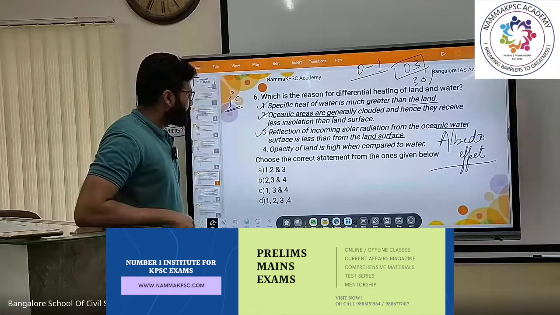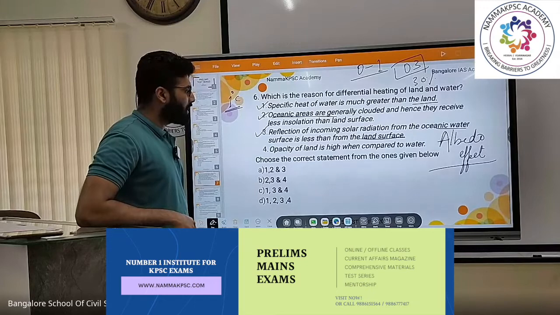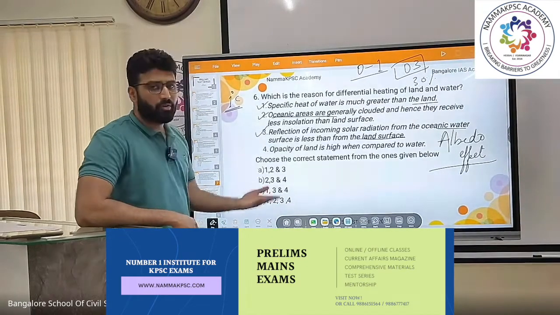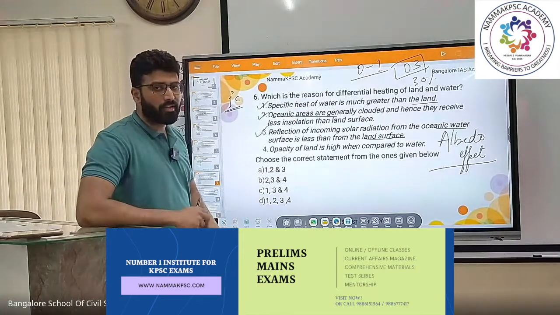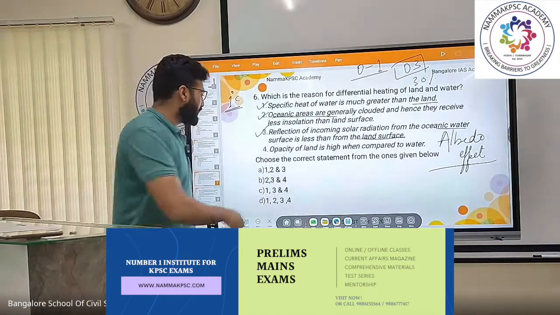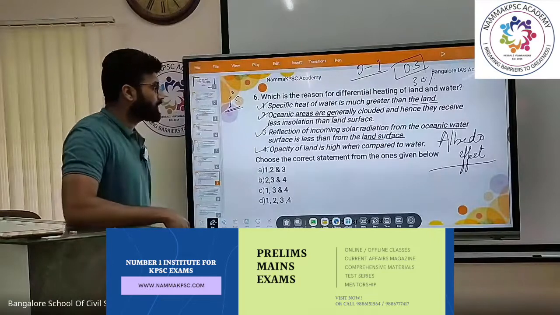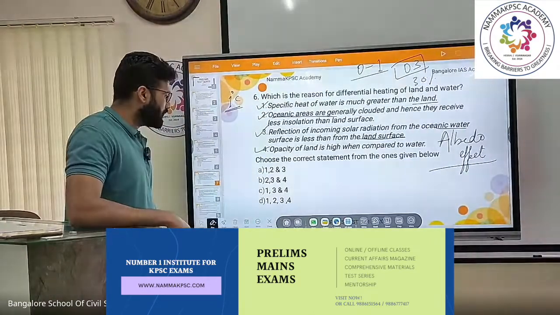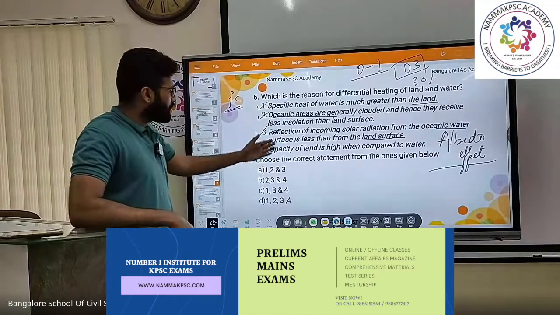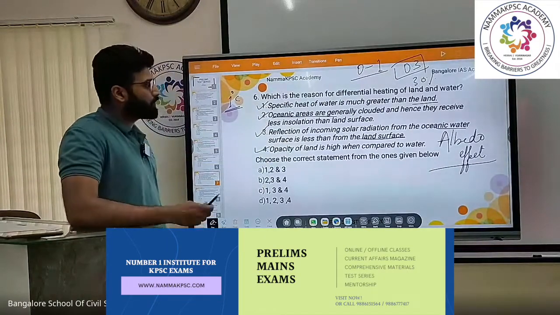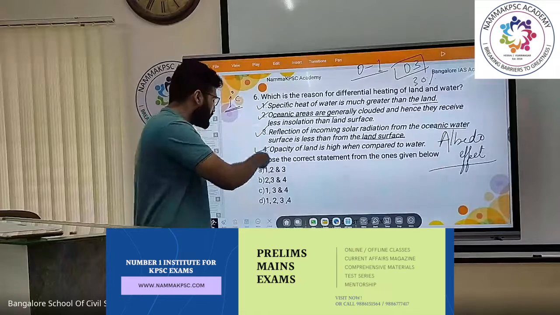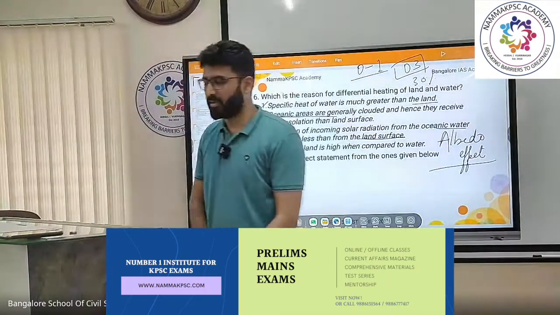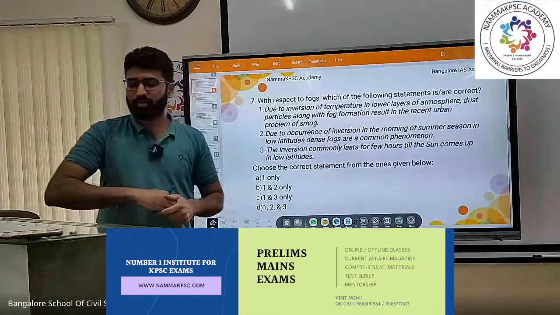Fourth option, opacity of land is high when compared to water. Opacity of land is obviously higher. I've already told you land is opaque whereas water is transparent. Therefore, this statement is also correct. So all these reasons actually determine differential heating of land and water. So which of the statements are correct with respect to differential heating of land and water? It is 1, 2, 3 and 4. So option D is correct. Next question, question number 7.